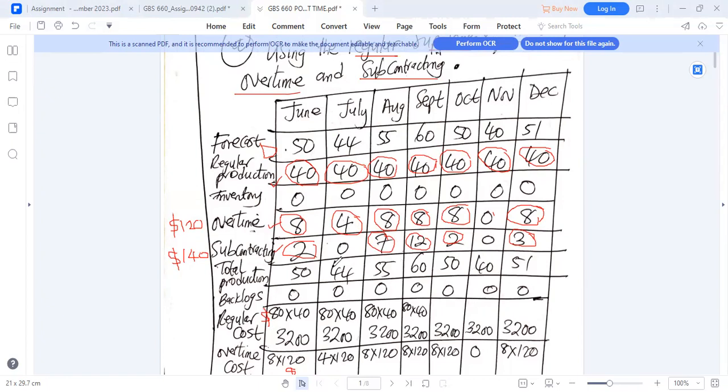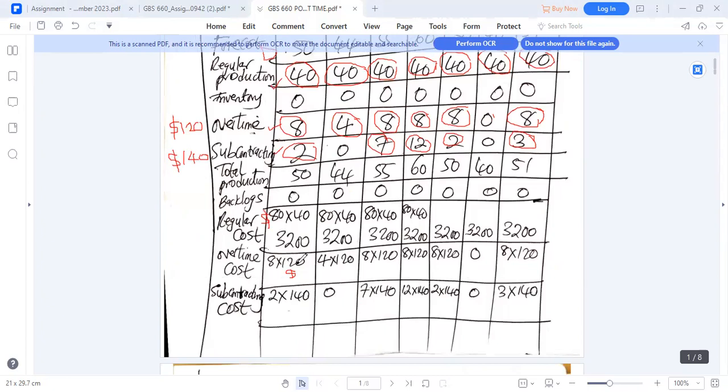So multiplying each of these for overtime, we have that one there. In this month, we didn't have any overtime. Here we had an overtime of these units from above there. This is how we are getting down to these overtime costs. Then from here, we can aggregate and find the total overtime cost.